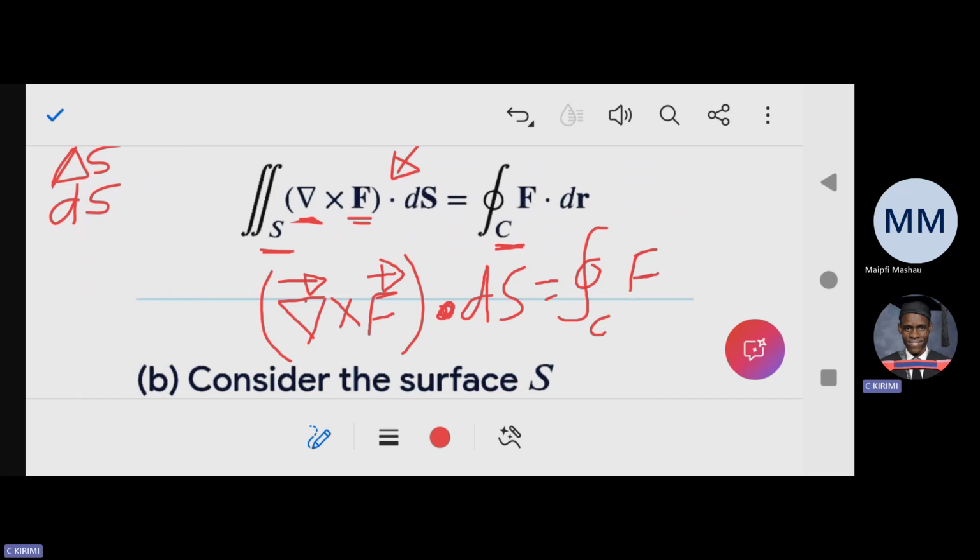This is a vector F, dot dr. So dr, that vector, like that. Any question, how you write it? Dot dr.